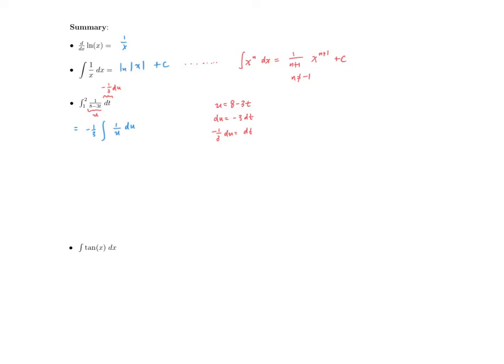But we do have to remember to change our limits of integration. In our original integral, we see the lower limit of integration corresponds to t equals 1, and the upper limit corresponds to t equals 2. So using our substitution, u equals 8 minus 3t. When t is 1, u is 8 minus 3, which is 5. And that gives us our new lower limit of integration. Similarly, when t is 2, u is 8 minus 6, which is 2. And that gives us our upper limit of integration.